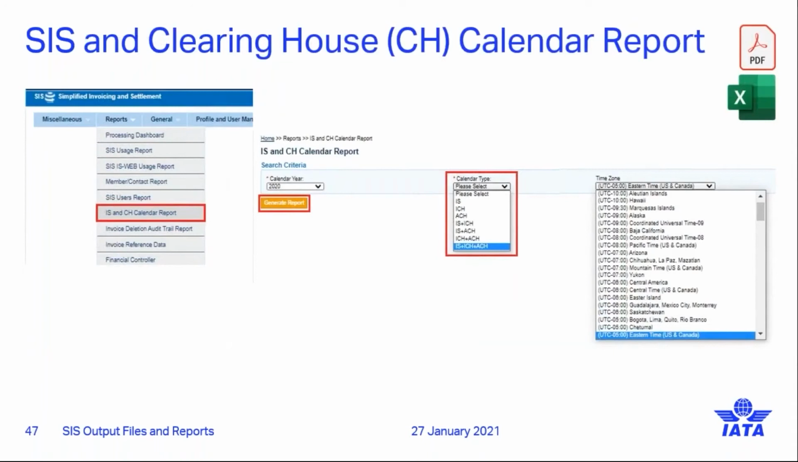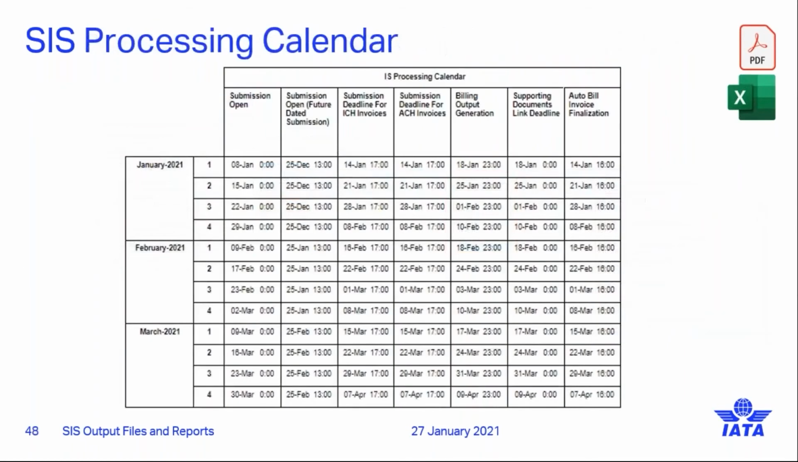Continuing, we look at one of the first major reports to discuss, and this is the SIS and Clearinghouse Calendar. The way you get here is on the Reports tab. You go down to the IS and CH Calendar report. When you choose to generate this report, you choose the year, you choose the calendar type, and under the calendar type, you can choose whether it's related to IS, ICH, ACH, or all three combined, and then you choose your own time zone. And obviously, we recommend to choose your own time zone so you do not get confused with any of the times. So the first calendar which we'll be discussing is the SIS processing calendar.